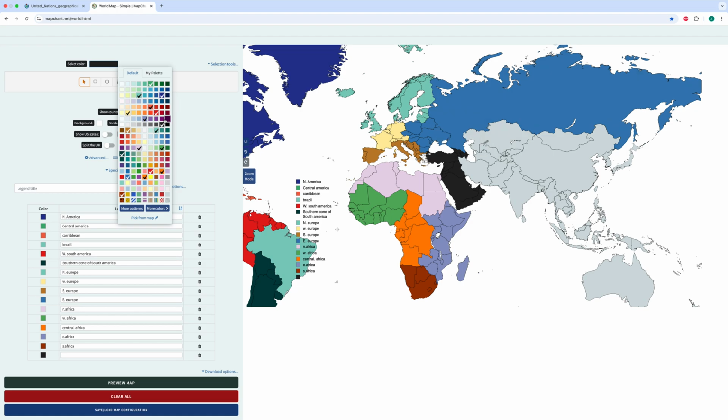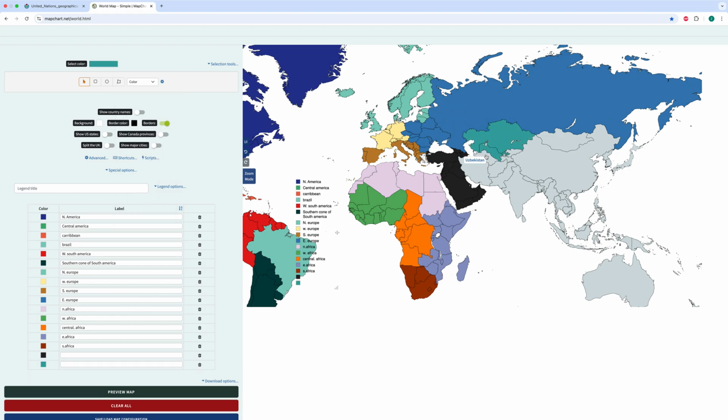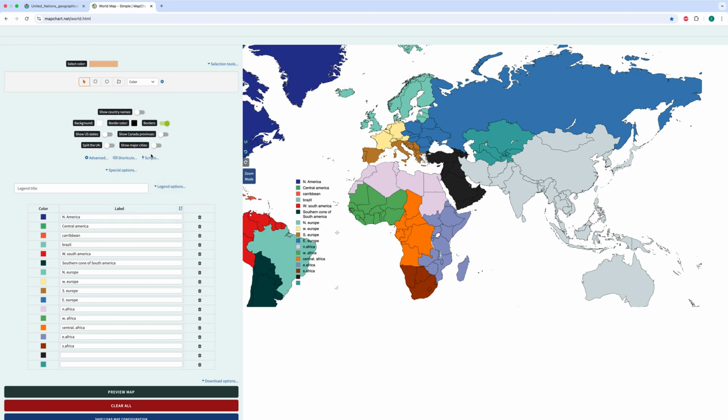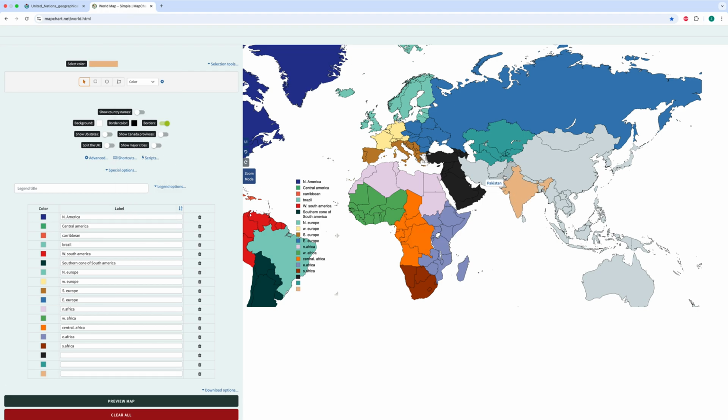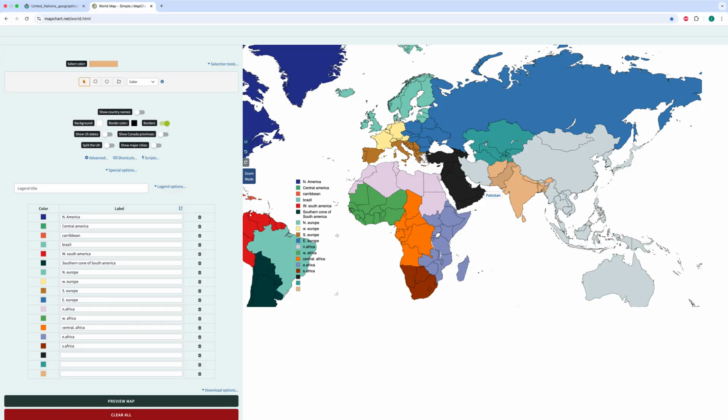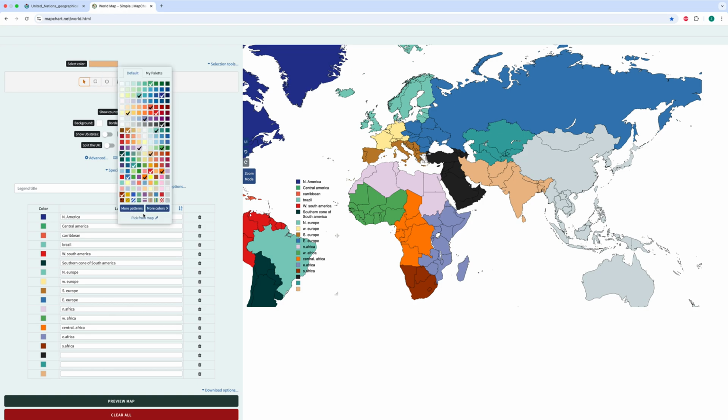Next is Central Asia. This is easy: Kazakhstan, Uzbekistan, Turkmenistan, Kyrgyzstan, and Tajikistan. Next is Southern Asia: India, Pakistan, Afghanistan, Nepal, Sri Lanka, Bangladesh, Bhutan, and Iran. Now I have to make a separate color for them.